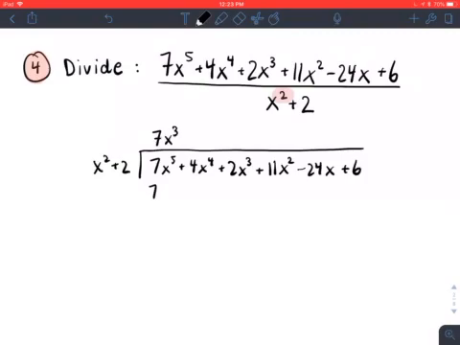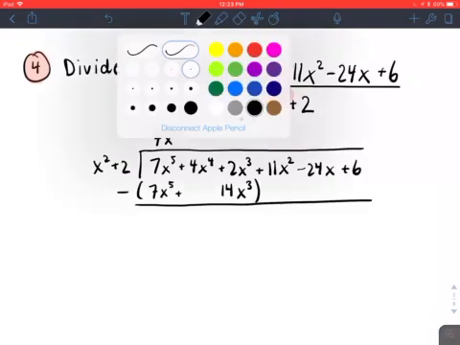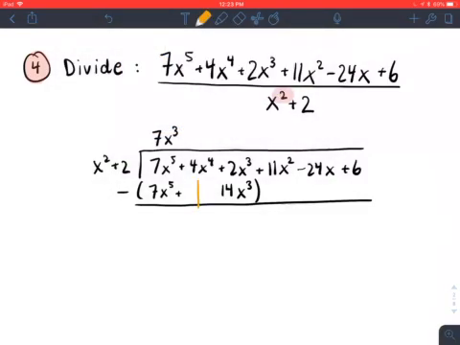This will give us 7x to the fifth plus 14x cubed. Notice that our 14x cubed is not a like term with 4x to the fourth, so I'm actually going to write it underneath 2x to the third because that is the like term. This means that for our next line, 4x to the fourth will come straight down, and then we will subtract these two numbers.